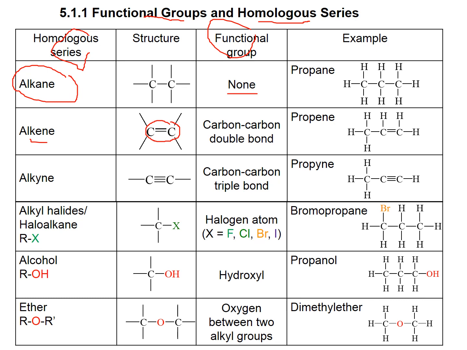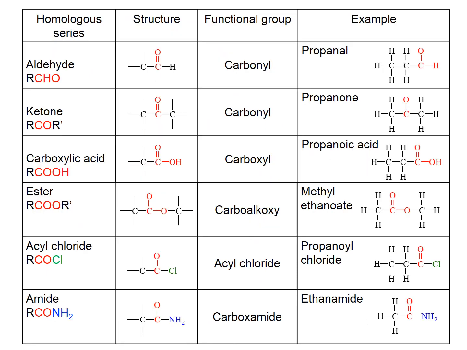So what are the other members in the group? So the functional group is carbon-carbon double bond. Alkyne, triple bond C, carbon-carbon triple bond. Okay. Alkyl halide, alcohol, ether, aldehyde. So this is the structure of aldehyde where you have C double bond H.